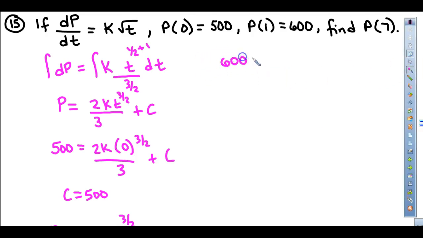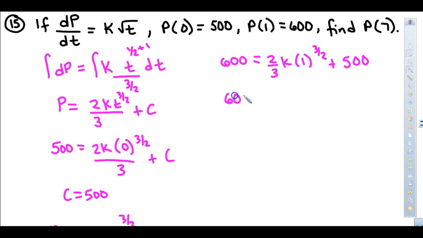So 600 in the place of P. Don't know what K is. But in the place of T, I'm going to put 1. So 600 is equal to, all of that is 1 times 2/3 K, which is just 2/3 K plus 500. Subtract the 500 and multiply both sides by 3/2, and K is going to be 150.